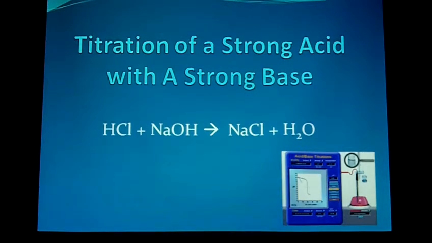Okay, we've completed our titration now. We want to take a look at the calculations. First of all, let's look at the reaction itself.